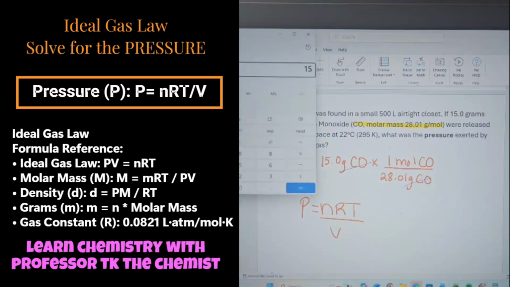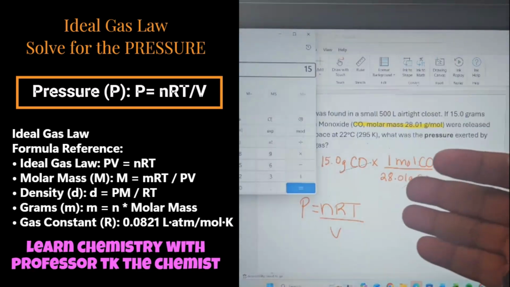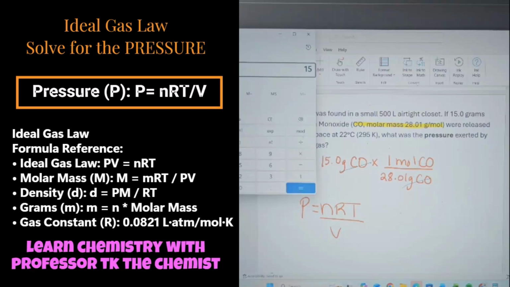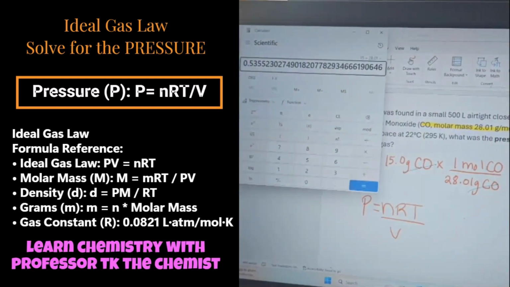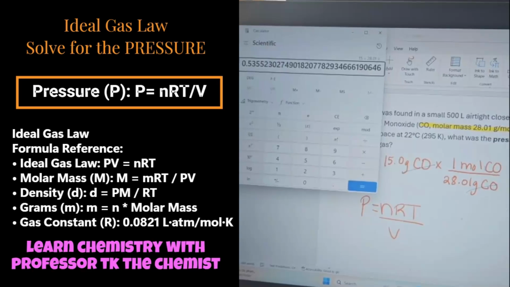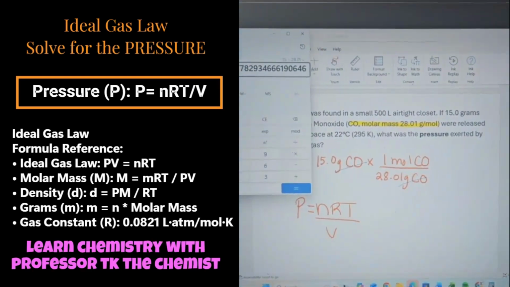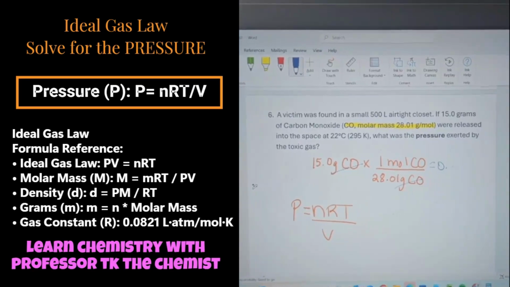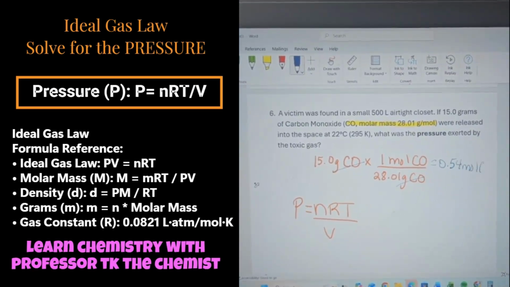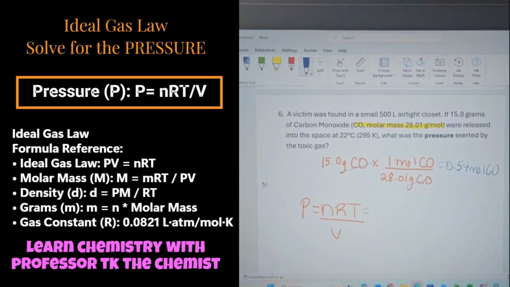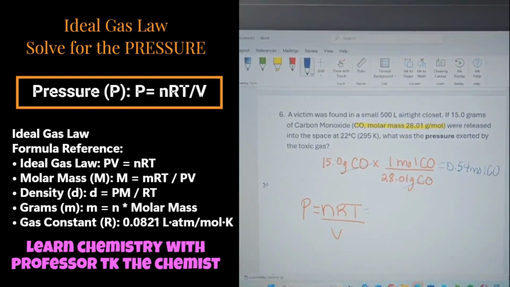Let's go ahead and divide that. That's going to give you about 0.5, roughly 0.47, something like that. Because, yeah, you'll see, 15 divided by 28.01 gives us 0.53. But we're going to round this off to 0.54 for sig fig purposes. So 0.54 moles of carbon monoxide will go right there in the first number. So right here, you're going to get 0.54 moles.